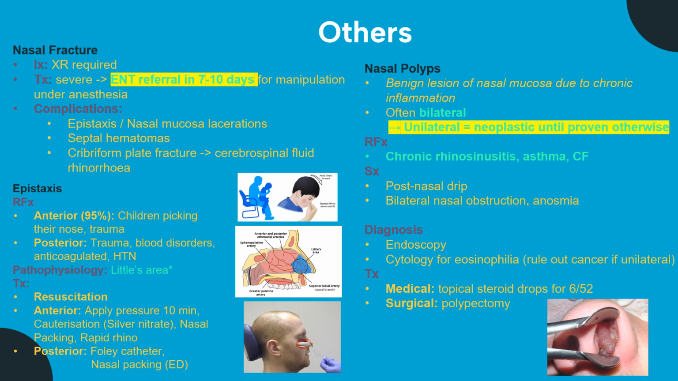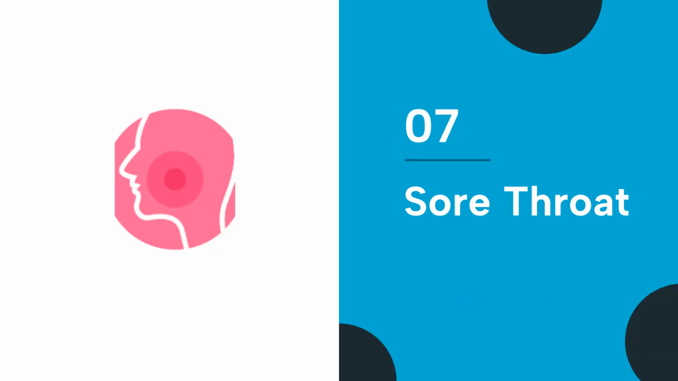In terms of your management, you can use topical steroid drops for 6 weeks and see how it works. If it's refractory to medical management or it's not tolerated or any various reason, then early ENT referral for a polypectomy is indicated. Sore throat.